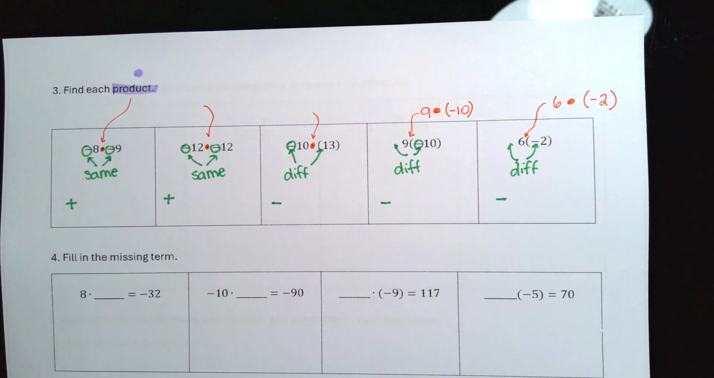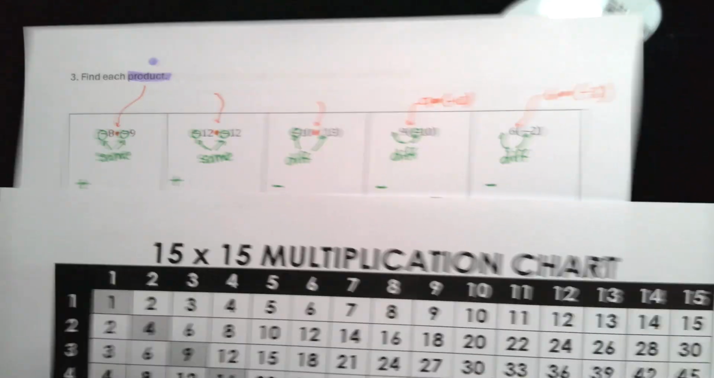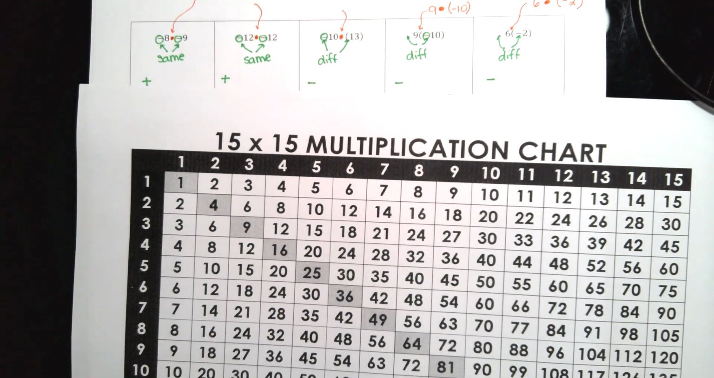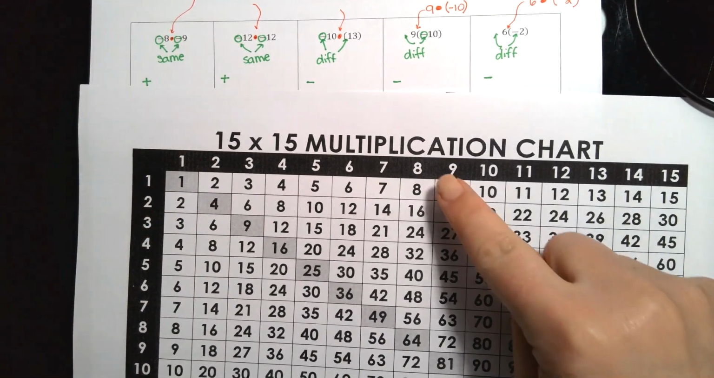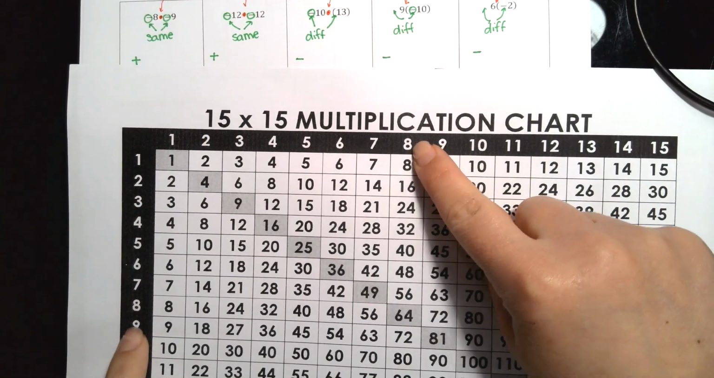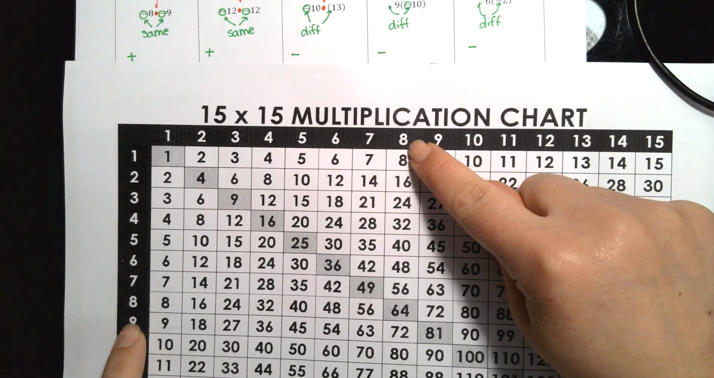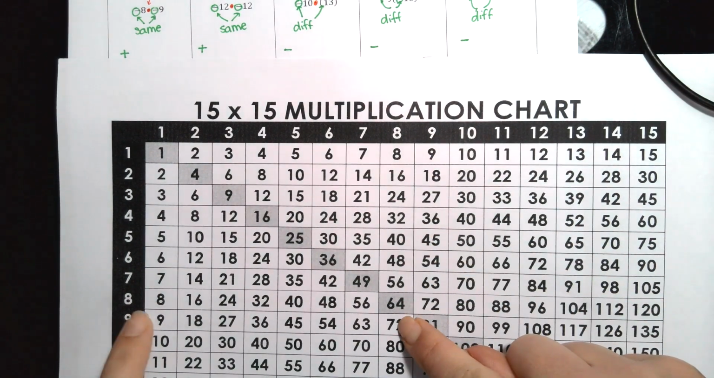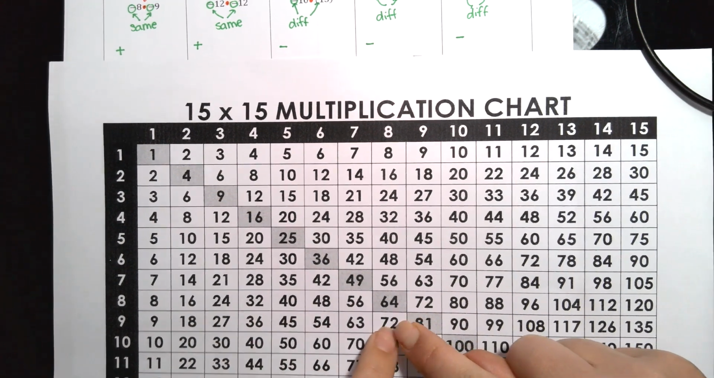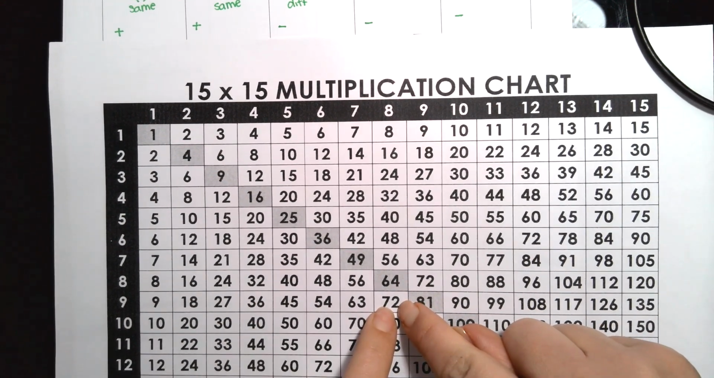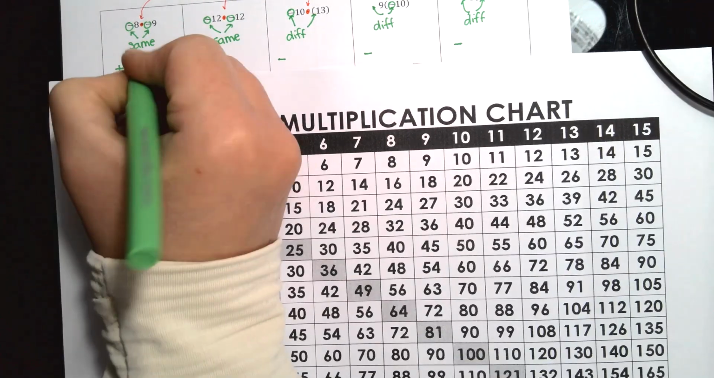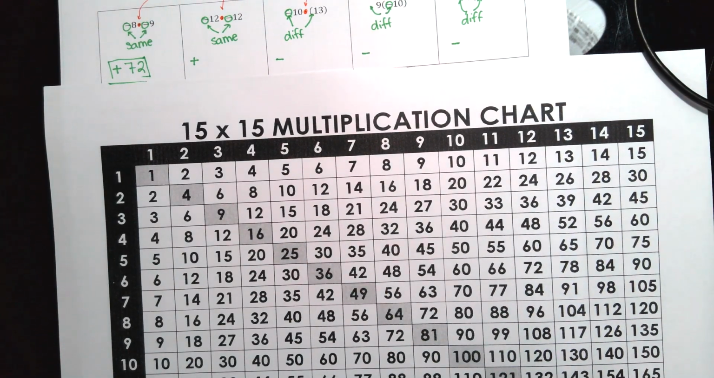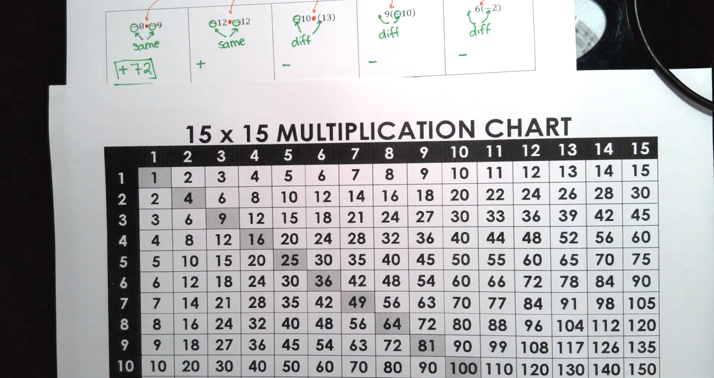Then you're going to take out your multiplication table and find the product, or the answer, to your multiplication question. 8 times 9, you're going to find 8, you're going to find 9, and you're going to drag your fingers, or you can count. So 9 times 8 is 72. And I'm going to write that 72 next to my symbol that I already answered.